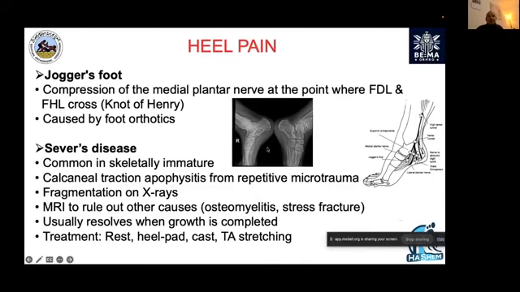especially stress fracture. And the treatment is very conservative, so just rest, heel pad. If you need some casting, and in a very, very rare situation, you may need to stretch the Achilles.